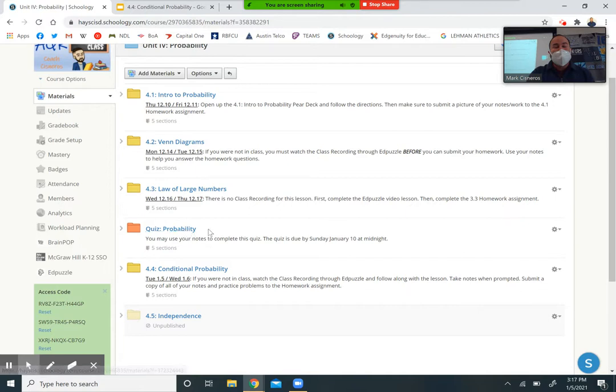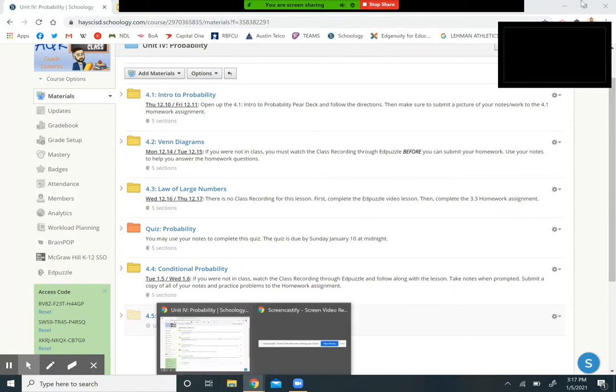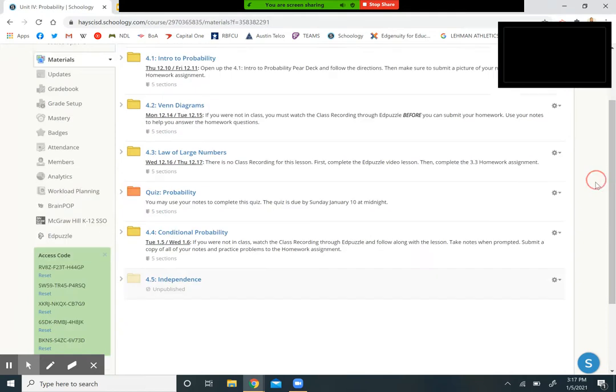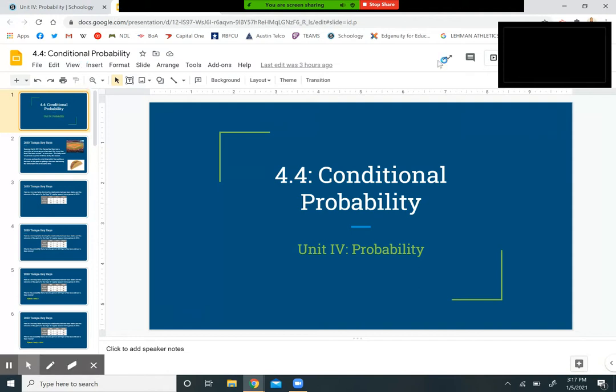What we're going to do today is 4.4, which is called conditional probability. Here's what I want you guys to do. Get your notes out, your journal, wherever you put your notes. Start a new section and title it 4.4 conditional probability. I'll pull up the slides here in just a second. Or get a blank sheet of paper.